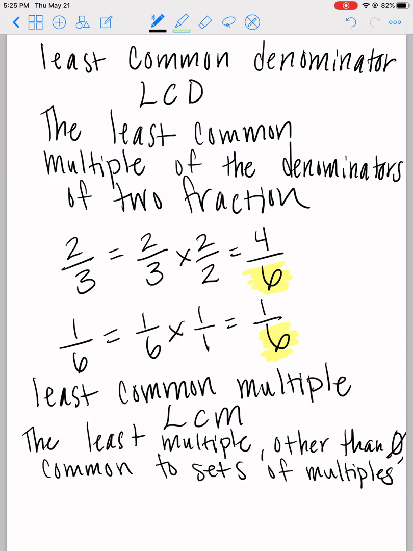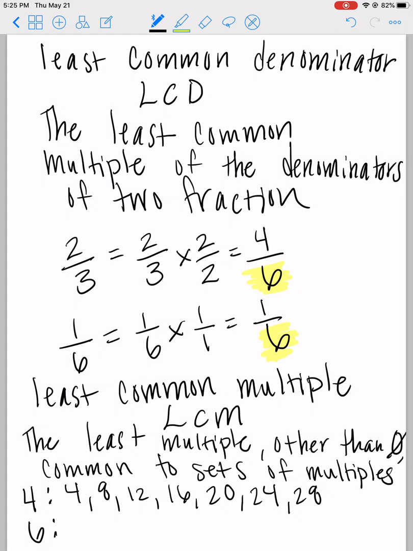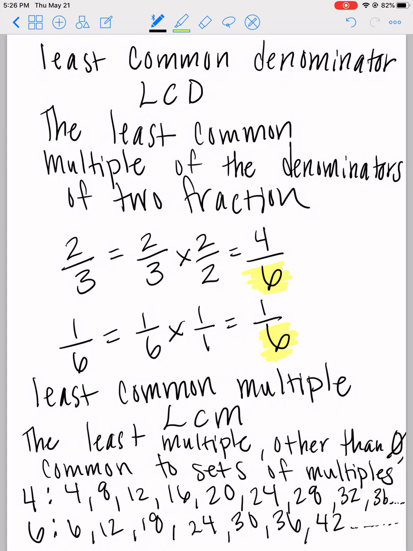Now, let's find the least common multiple of 4 and 6. So we'll do 4 up here and 6 down here. Okay, let's count by 4. So 4, 8, 12, 16, 20, 24, 28, 32, and 36, and on and on. Okay, 6, 12, 18, 24, 30, 36, 42, and we could keep counting by 6s. But we are going to see what the least common multiples are.